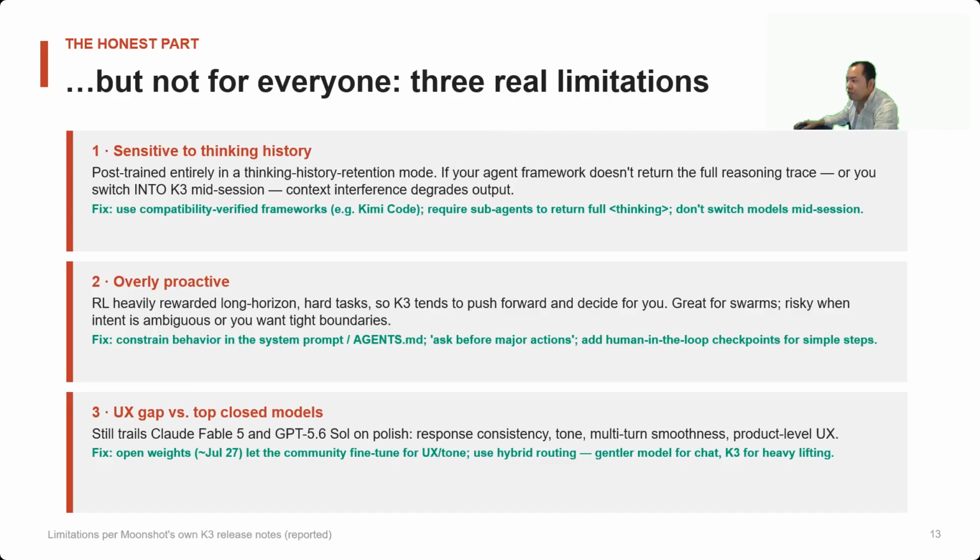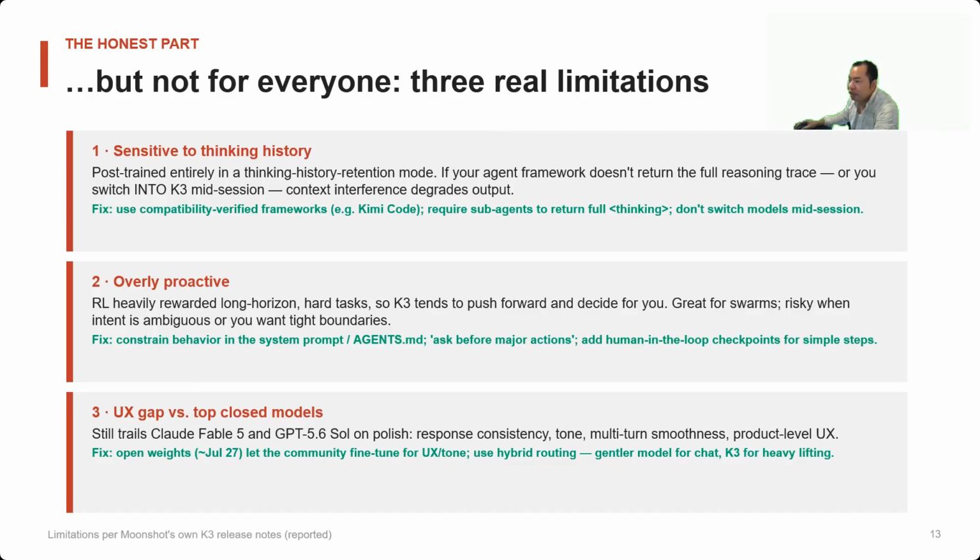The mitigation is to use verified frameworks like the Kimi code, and require your sub-agent to return the full thinking trees, track the thinking history, and avoid switching models in the middle of chat sessions.